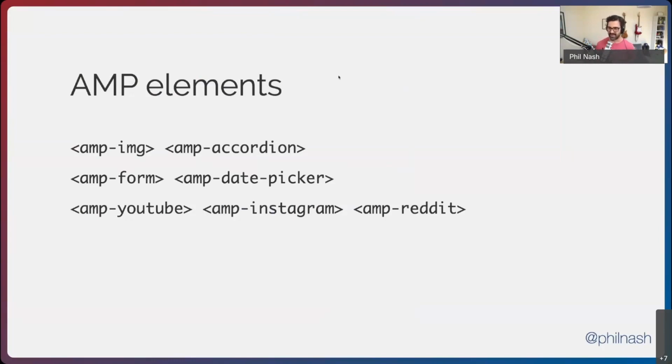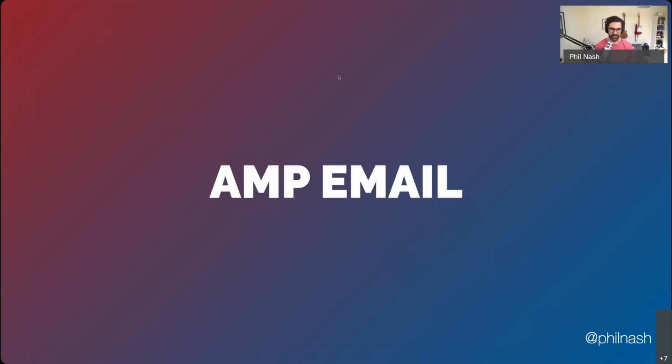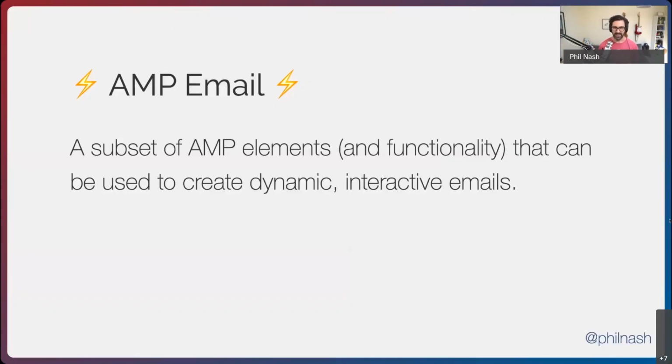The AMP email is the thing that got me excited about AMP in general, because AMP email has nothing to do with this Google cache of things, so we don't have to worry about that anymore, which is nice. So AMP email is a subset of the AMP elements and a bit of a subset of their functionality as well. You can do less inside an email, but you can use it to create dynamic, interactive emails, which is pretty exciting. And so AMP email is the thing that's behind that Google Docs comment feature that we just saw. And I'm just excited to be able to build with this kind of thing.